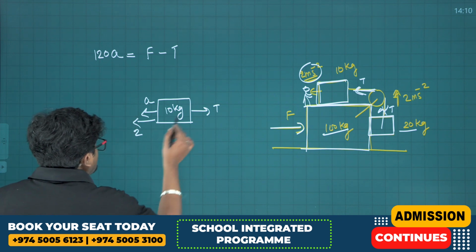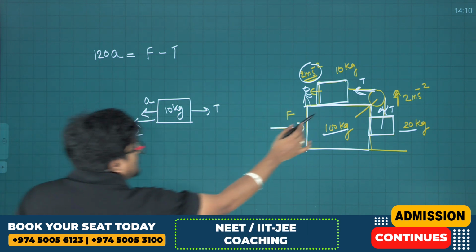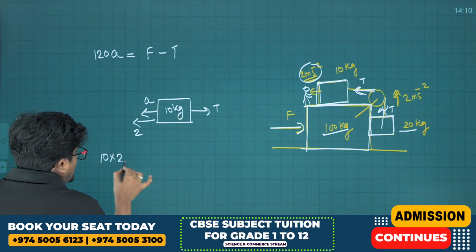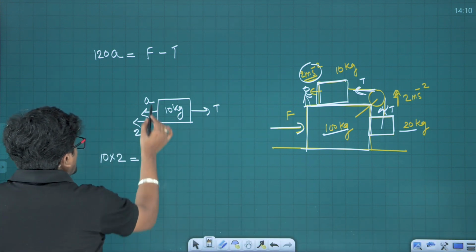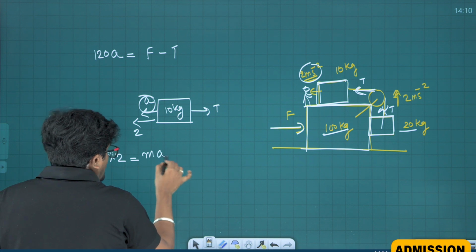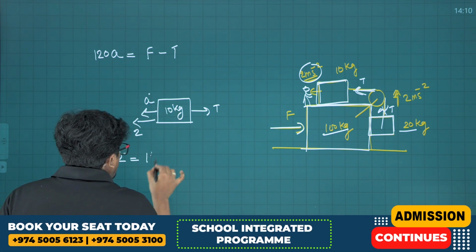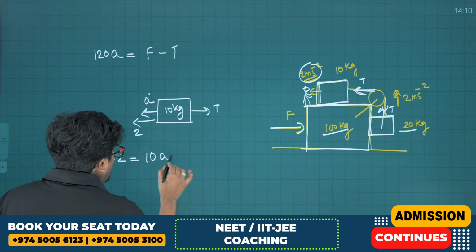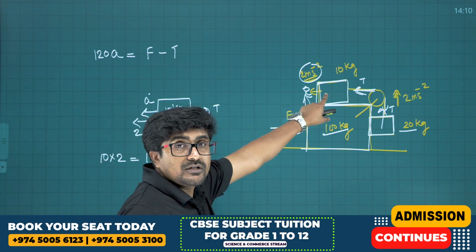So, I can write for this one m into, that means mass is what? 10. So, 10 into 2 towards left, that is equal to m into a. Zero acceleration was m. So, m into a towards left, and what is m? M is 10. 10 into a towards left minus capital T towards right. I got the expression for this one.